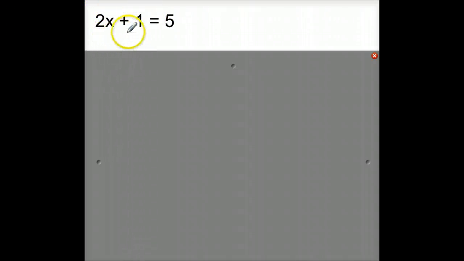The first thing you want to do is eliminate constants, anything without a variable. So I'm going to subtract 1 from both sides. Doing this, I have 2x left on the left side. On the other side of my equal sign, 5 minus 1 is 4. So I've eliminated one step. Now I need to do the second step.